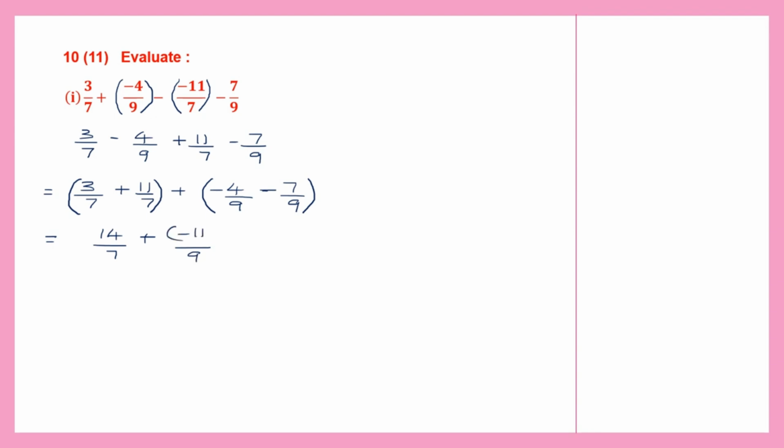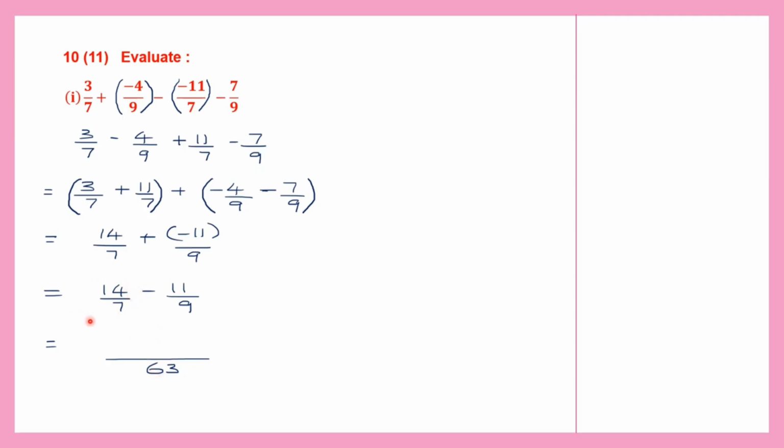So this is also now within brackets. Now let's remove the brackets. 14 by 7 minus 11 by 9. Now we have to find the LCM of 7 and 9, which is 63. Now there are different ways of getting the numerator. One is you multiply this, that is 7 9s are 63. So multiply this also by 63.